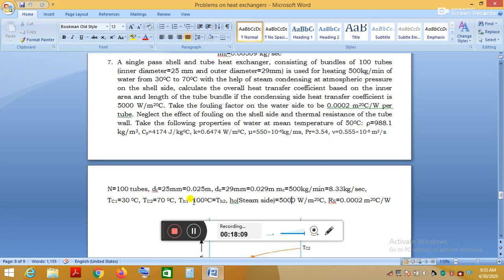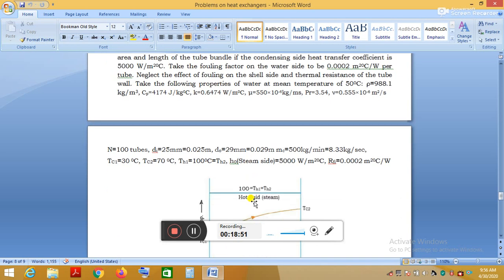he has given the inlet temperature and outlet temperature of both the cold fluid and the hot fluid, and he has given the heat transfer coefficient of the steam side, that means the outer tube, which is 5000 watt per meter square degree Celsius, and he has given the fouling factor of the water side, meaning the inner side, the inner tube. I already said the fouling factor is nothing but the waste particles which are present in the water adhering to the inner surfaces of the tubes and offering resistance for the flow of heat between the two fluids, called fouling or scaling.